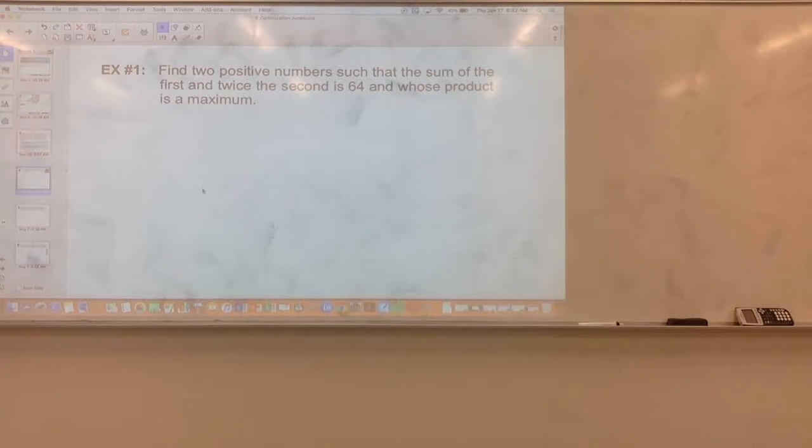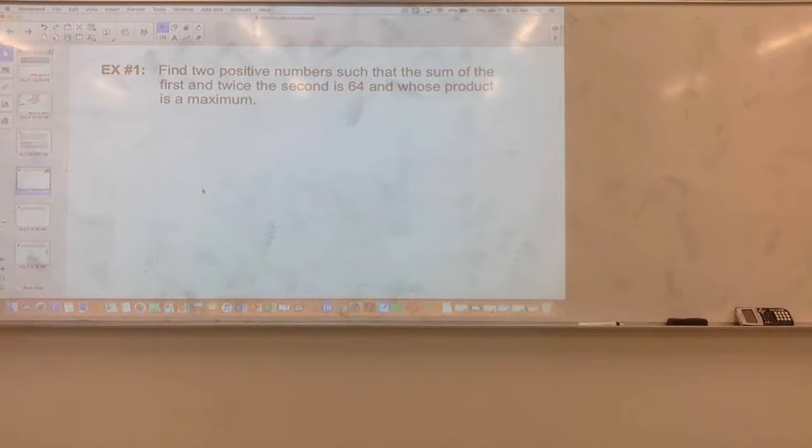Most of the time, these problems are going to be geometric in nature. There'll be some kind of geometric picture to draw, kind of like what we did with related rates. This one, there isn't really any picture to draw, though. We just want to find two positive numbers such that the sum of the first and twice the second is 64, and whose product is a maximum. There's no picture to draw for that, so we can skip the first step.